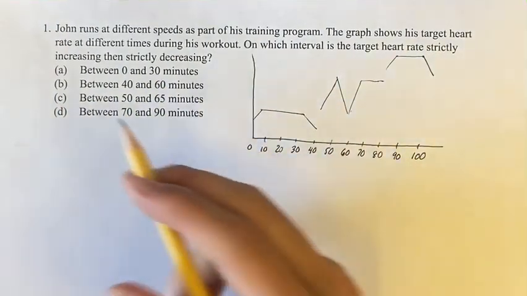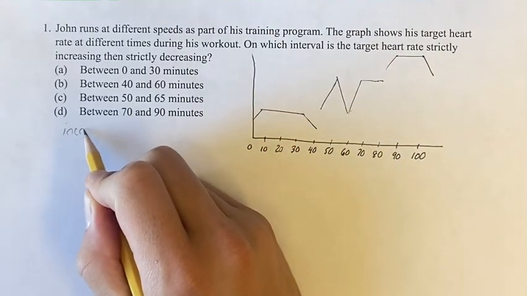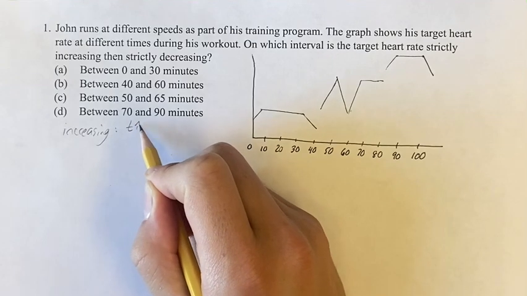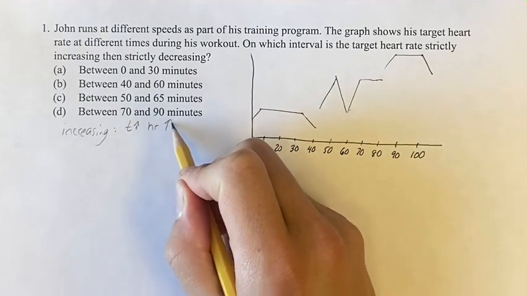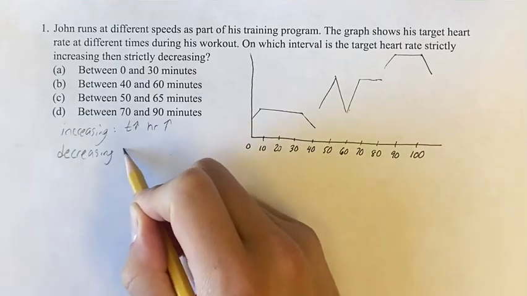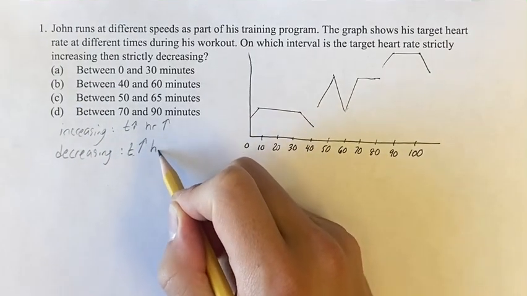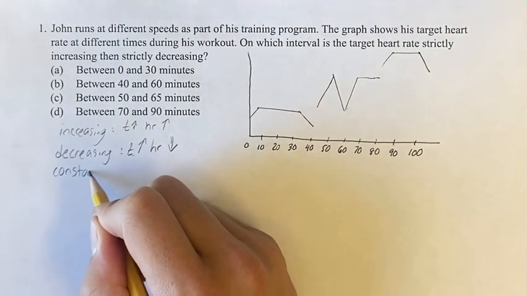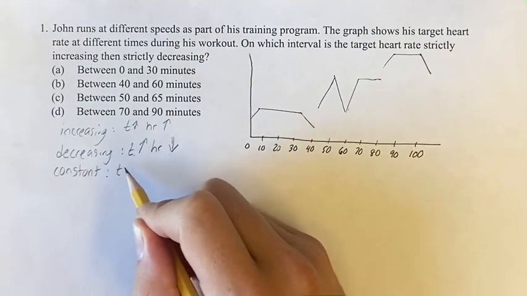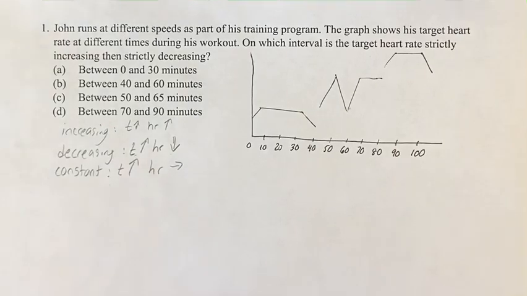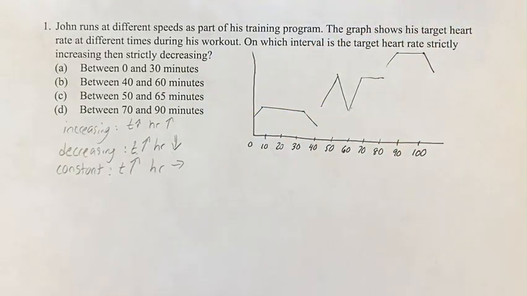So, if we want our heart rate to be increasing, that means that as time increases, heart rate increases. Decreasing means as time increases, the heart rate decreases. And constant means that as time increases, the heart rate stays the same. And one of these intervals is gonna fit increasing, then decreasing.